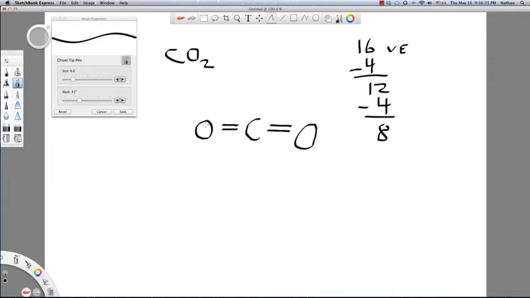Well, this oxygen needs 4 more. And this oxygen needs 4 more. What a coincidence. 8 divided by 2 is equal to 4. So let's just add those on as lone pairs because the carbon can't hold any more as bonds. And ta-da! Let's double check. We used 8. We have 0 electrons left. That's exactly what we want.